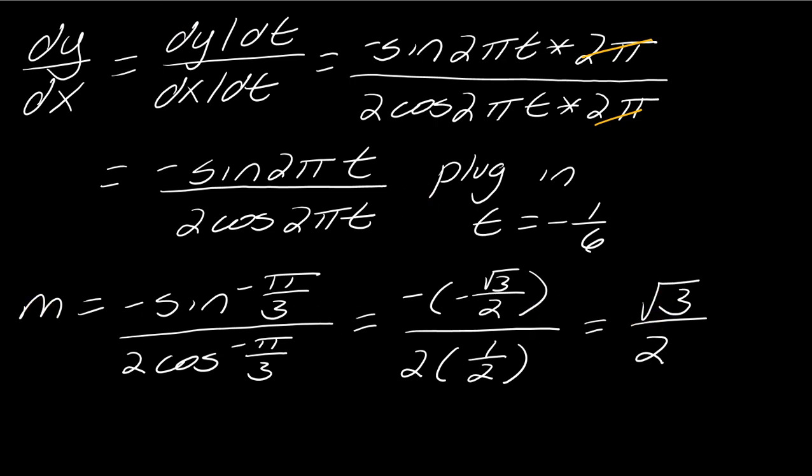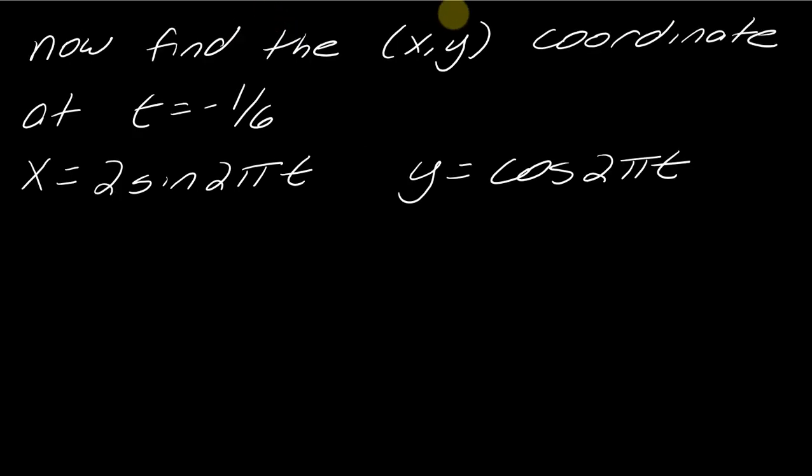So for any line, I need a slope and I need to know a point. And all I have to go on right now is I have this t. So the next thing that I've got to do is find what is my xy coordinate using my t equals negative 1 over 6. So remember, my original equations were x equals 2 sine 2 pi t and y equals cosine 2 pi t.